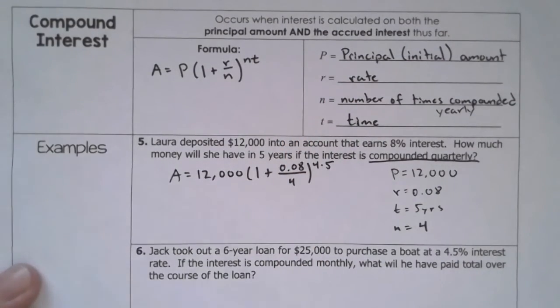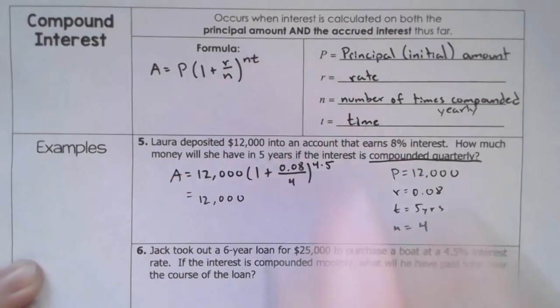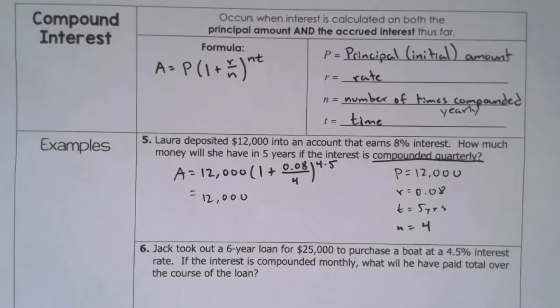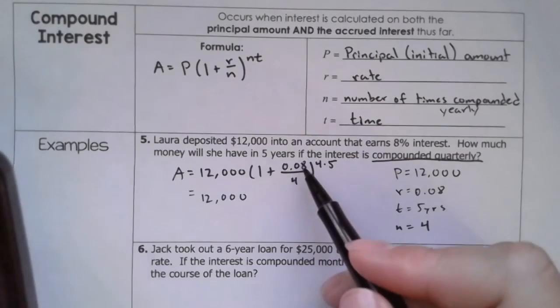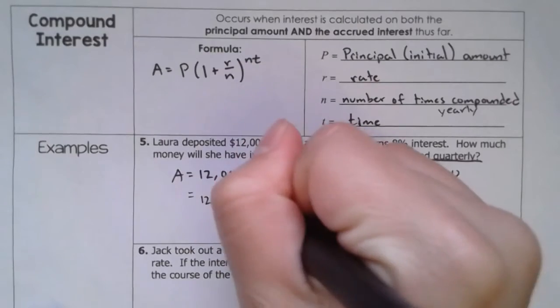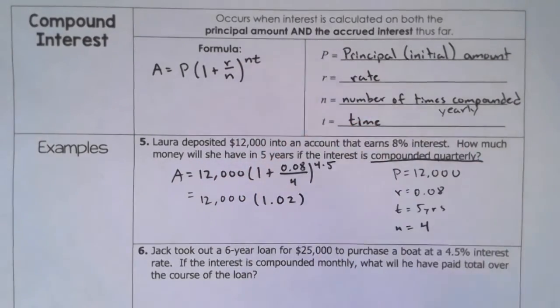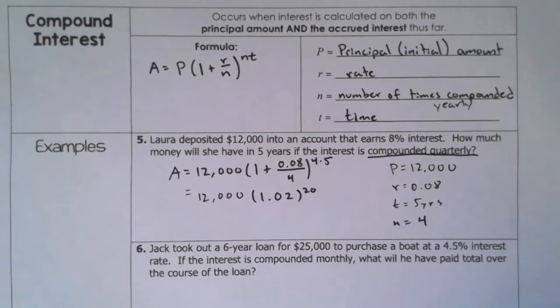And then let's clean it up a bit. You're gonna get 12,000, and if you do 0.08 divided by 4, you're going to get 0.02. So then 1 plus 0.02, you're going to get 1.02. And then that's to the 20th, because 4 times 5 is 20. And then do that in your calculator.